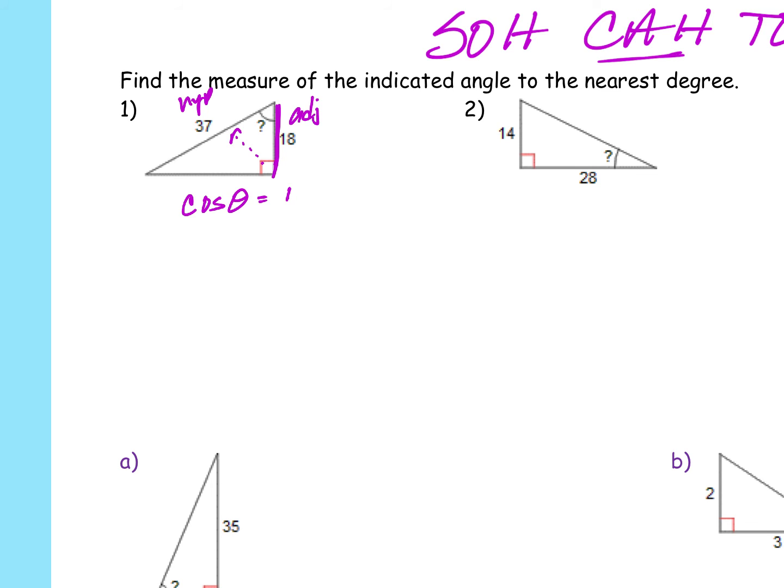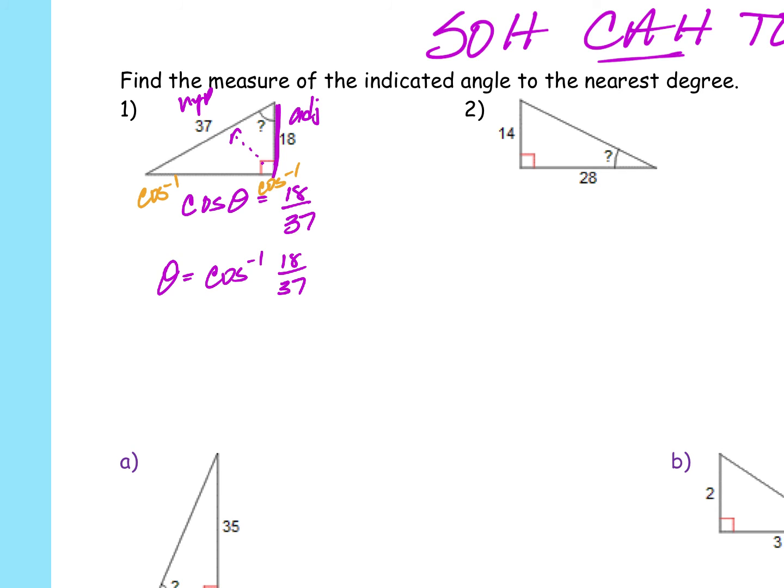And that gives me 18 over 37. Okay? But I don't want to know what cosine of theta is. I just want to know what theta is. So I'm going to do cosine inverse to get rid of my cosine. So that means theta is going to equal cosine inverse of 18 divided by 37.